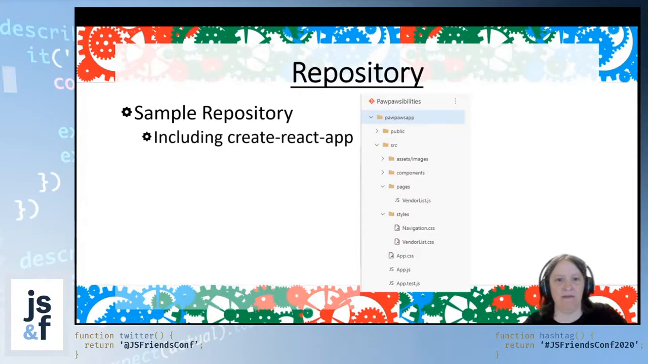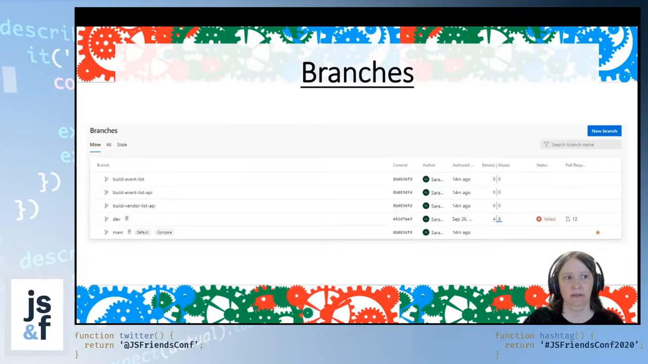All right, so we have a sample repository. In the sample repository, I use the Create React App template to make life a lot easier. We'll have branches, so my branches are going to show the different features that I'm working on. So building an event list, building an API for the event list, building a vendor list API. So things like that are what I'm working on as my features. Then you'll also see that I have a dev branch and a main branch. So maybe I have a development environment and a production environment.